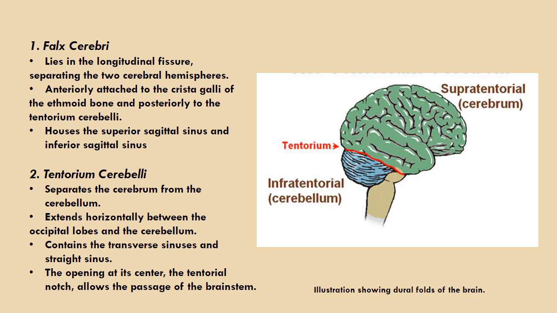Tentorium cerebelli. This separates the cerebrum from the cerebellum, forming a tent-like structure, extending horizontally between the occipital lobes and the cerebellum. It contains the transverse sinuses and straight sinus. The opening at its center, the tentorial notch, allows the passage of the brainstem.